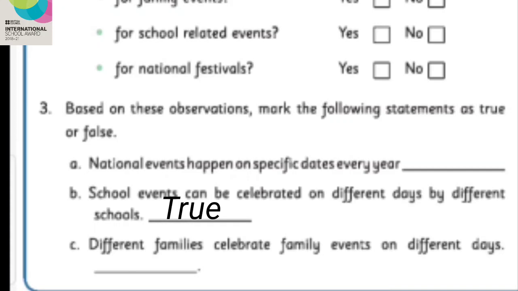C. Different families celebrate family events on different days. What about this question? എല്ലാ ഫാമിലിയിലും ഒരേ ദിവസമാണോ ബർത്ത്ഡേ, വെഡ്ഡിങ് ഡേ, പിന്നെ ഹൗസ് വാമിങ്, എന്തൊക്കെയോ ഫങ്ഷൻസ് ഒക്കെ വരുന്നുണ്ടല്ലോ. എല്ലാ ഫാമിലിയും ഒരേ ഡേയിലും ഒരേ ഡേറ്റിലുമാണോ ചെയ്യുന്നത്? അല്ല, അല്ലേ? So different families celebrate family events on different days. So that is true. So we have completed activity number 2.13. I hope you understood and you can do the activity now.